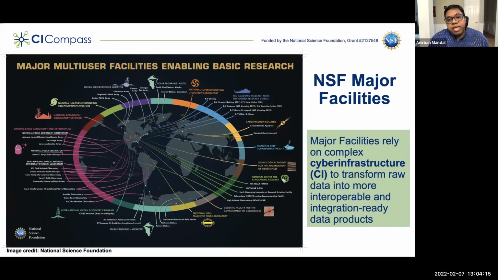Given that complexity of the data needs, the cyber infrastructure for major facilities all relies on complex CI to transform the raw data that's collected by the sensors and instruments into more interoperable and integration-ready data products. These can then be used by the community of scientists to spur new discoveries and new innovations, transforming this data into more insights and knowledge.